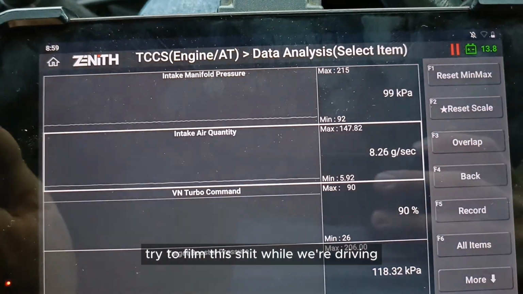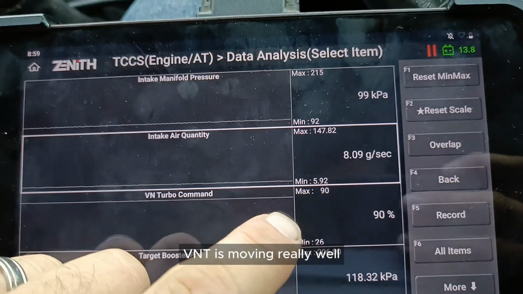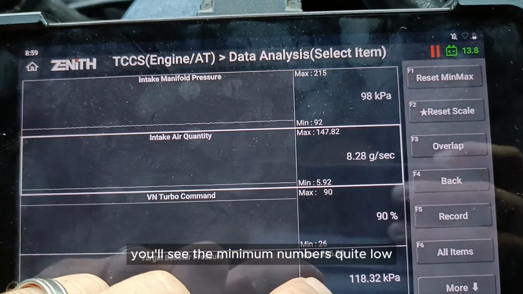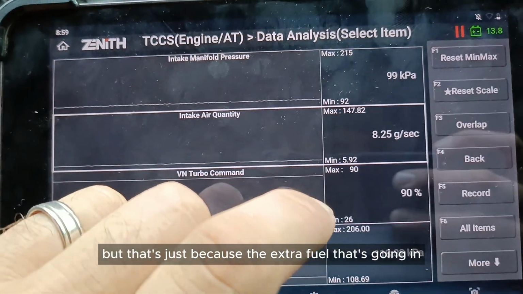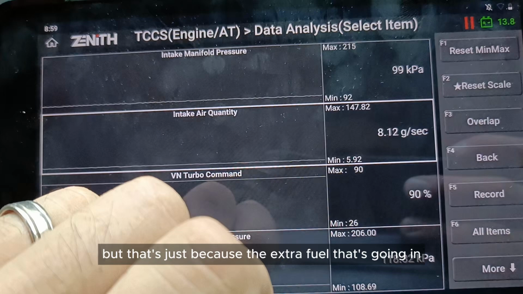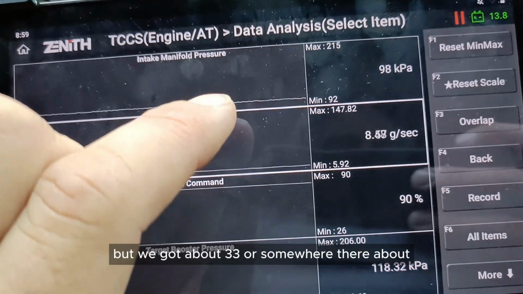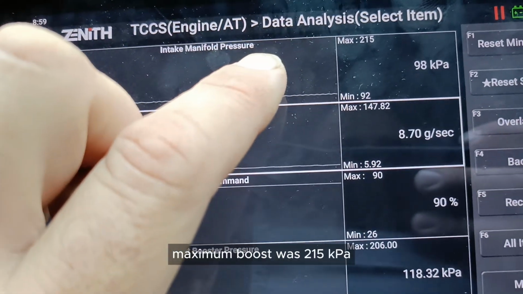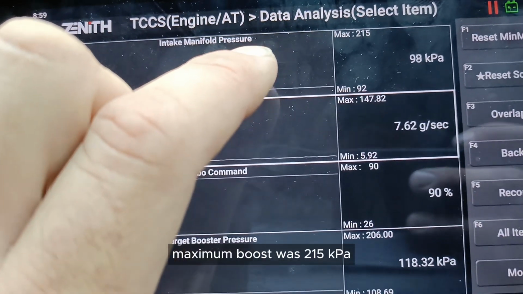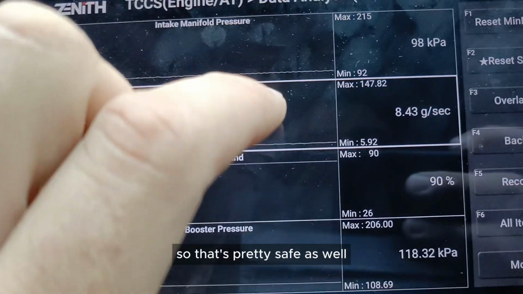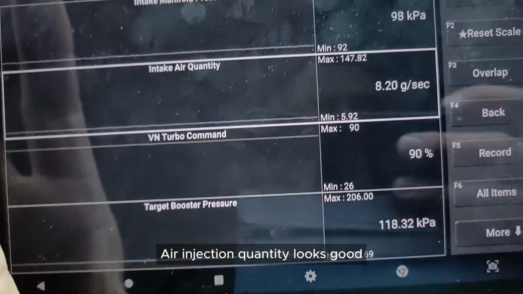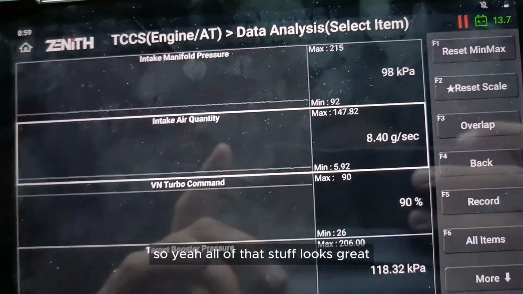It's back to the yard, pulled over. I don't want to try to film this while we're driving. VNT is moving really well. You'll see the minimum number's quite low, but that's just because of the extra fuel that's going in, they need to be able to open the VNT to boost control. I didn't wind it all the way out, but we've got about 3.3 or somewhere thereabouts. Maximum boost was 215 kPa, so that's going to be about 16 pounds, so that's pretty safe as well. Air injection quantity looks good, so all of that stuff looks great.